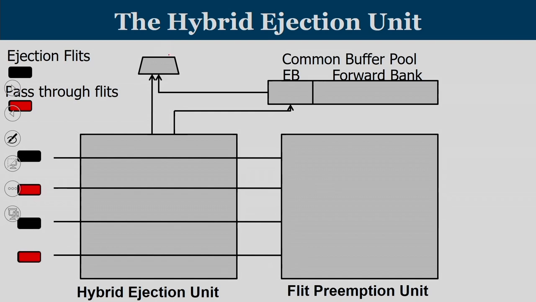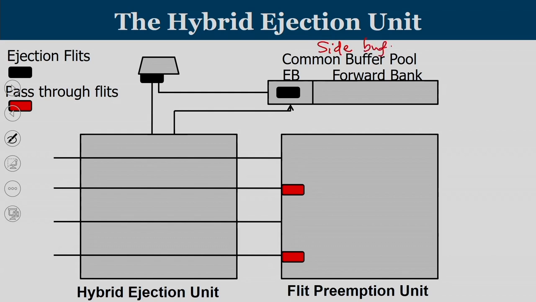Now, consider a scenario where we get two flits to be ejected. You can see that there are two flits coming from the input port, both to be ejected because of the black color coding. In our convention, black indicates flits to be ejected, and there are two red flits. Now, you can see that one of the flits will move out through the ejection port and the other flit gets occupied in the buffer pool. This common buffer pool is also known as the side buffer.